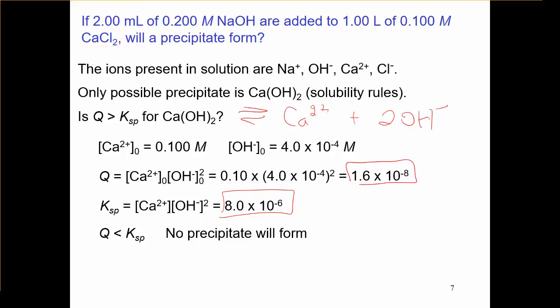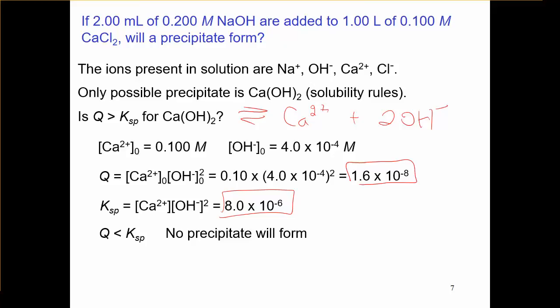So once again, this is just equilibrium calculations. We're just looking at concentrations. We're comparing Qs to KSPs. Okay, and that's allowing us to decide something. It's allowing us to determine whether precipitates will form or not. So because Q is less than the KSP, it won't form.